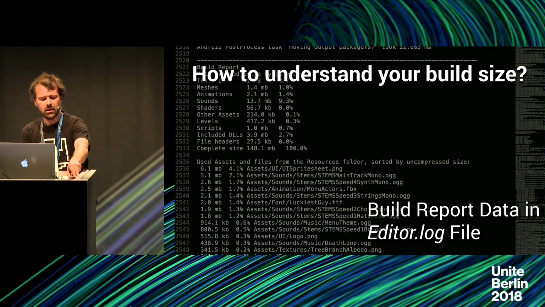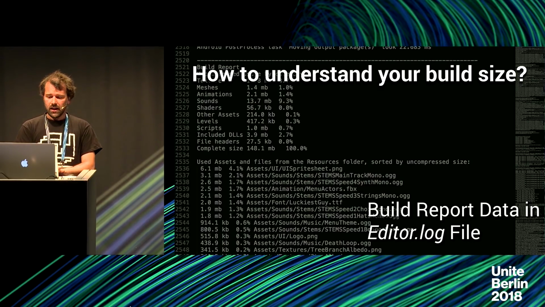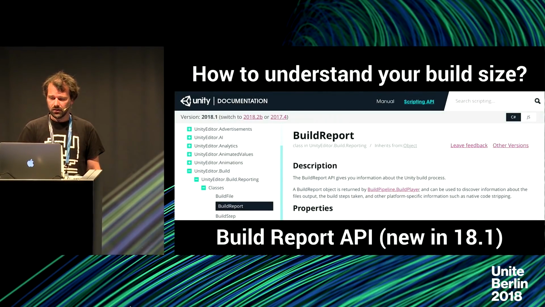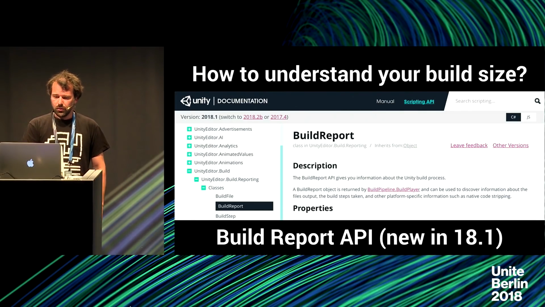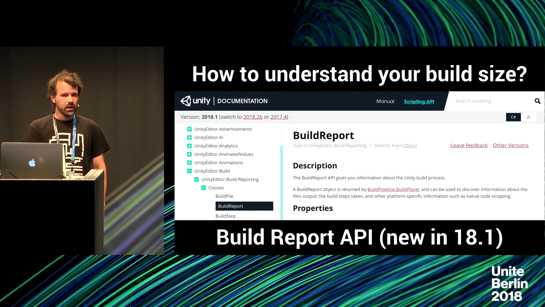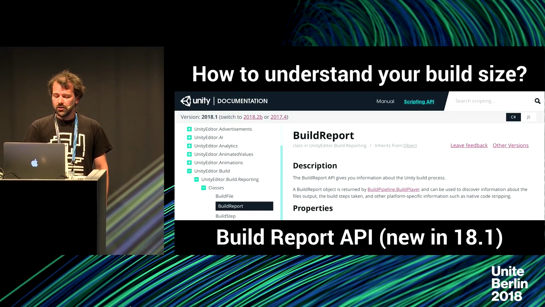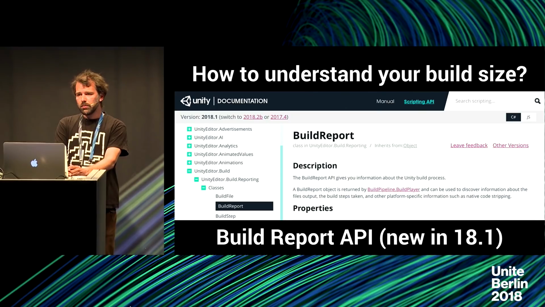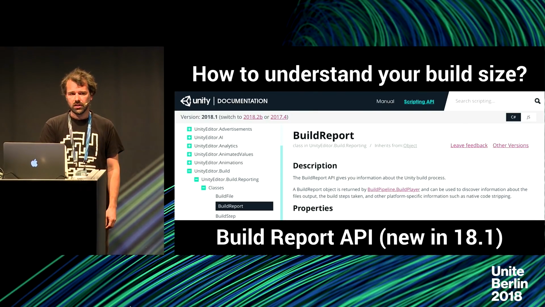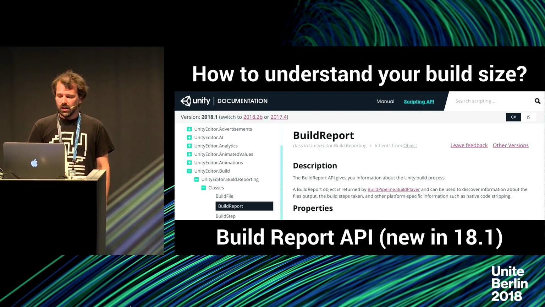Now, this has been in Unity, I guess, since pretty much forever, but the data actually comes from an object called build report. And we have started making some of that information available for better access through an API. So in 18.1, we introduced the build report editor scripting API. When you make a build using the editor API using BuildPipeline.BuildPlayer, it will return an object of type BuildReport, which you can then get information on using the build report API. It has properties like how long did the build take, what were the individual steps during the build, and how long did they take, which files were written to disk. And it also has information about native code stripping, which I will get to later.